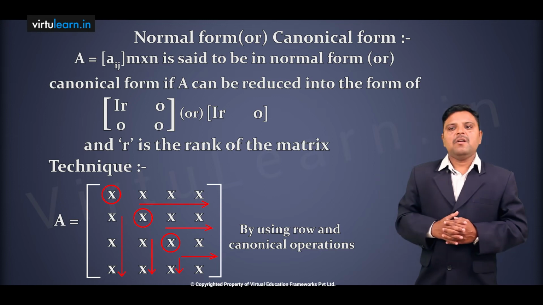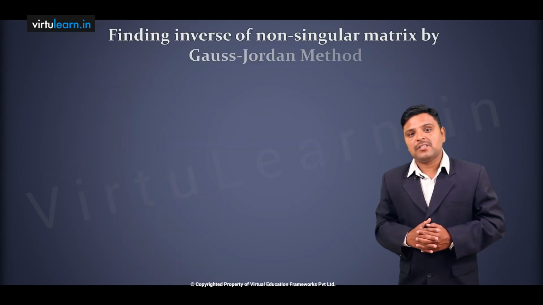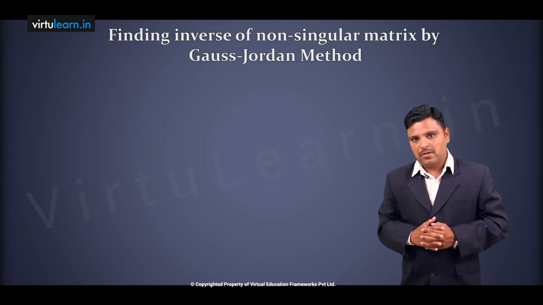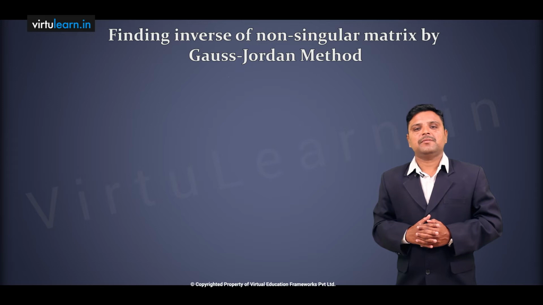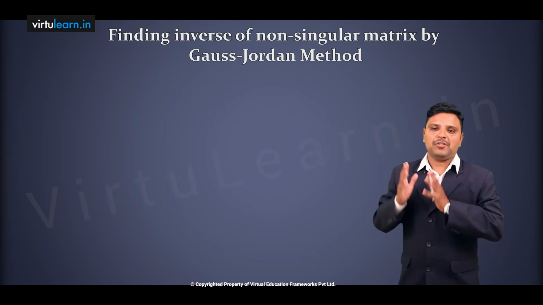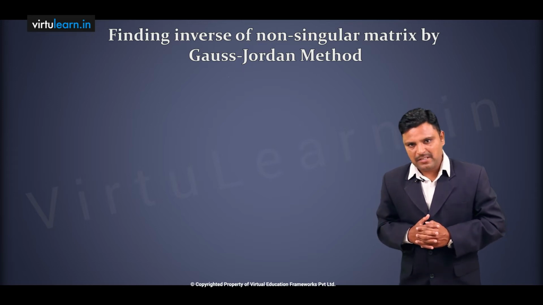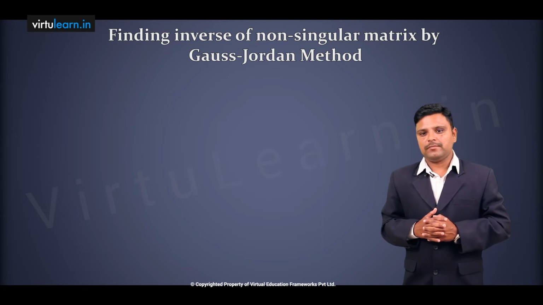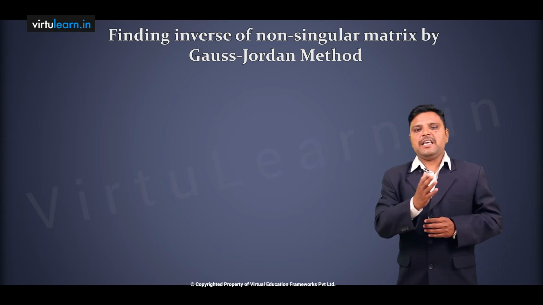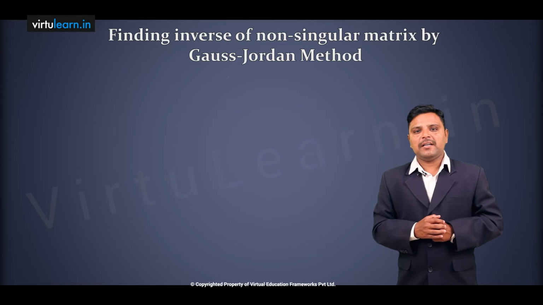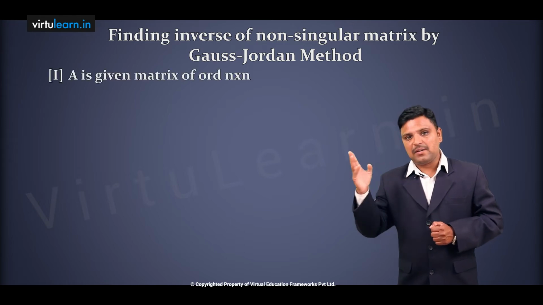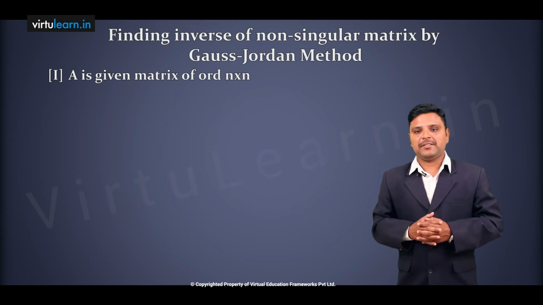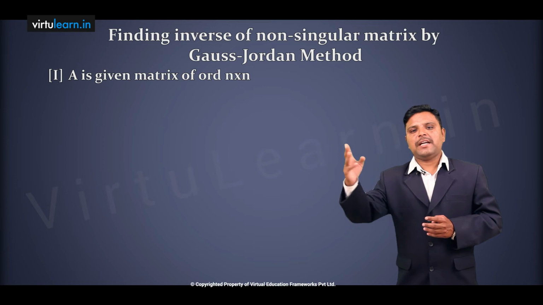Next, finding the inverse of a non-singular matrix. Finding the inverse of a non-singular matrix means one whose determinant is not 0. This method is nothing but Gauss Jordan, by Gauss Jordan. Now first step, A is a given matrix of order n by n, means a square matrix, a non-singular square matrix, means n rows and n columns.